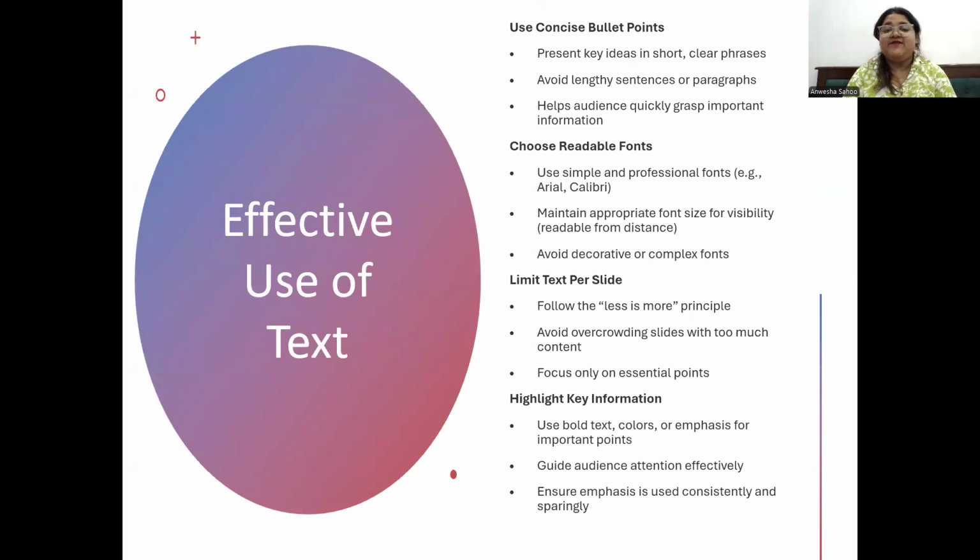So, effective use of text. So, what about text? Use concise bullet points like I always use. I always prefer using bullet points. Present key ideas in short, clear phrases, avoid lengthy sentences or paragraphs, which helps the audience quickly grasp important information. Choose readable fonts. Use simple and professional fonts. I prefer Arial or Calibri. Times New Roman is also a preferred professional font.